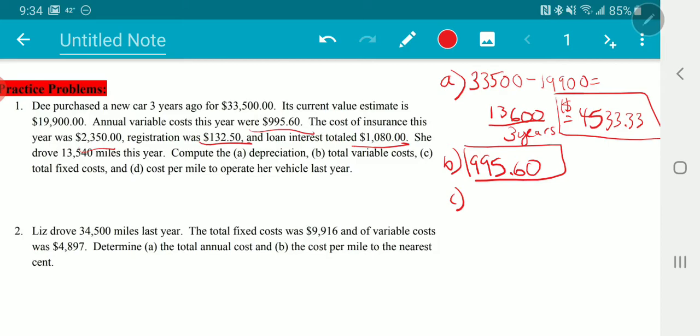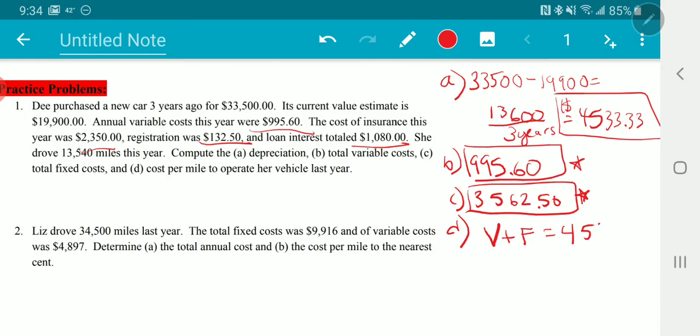So when I add all of those up, my fixed costs come to $3,562.50. Boom. And then lastly, part D. If I want to know the cost per mile, first thing I would do is add up my variable costs plus my fixed costs. So that's from part B and from part C. Add those up, and that comes to $4,558.10. So that's my total cost.